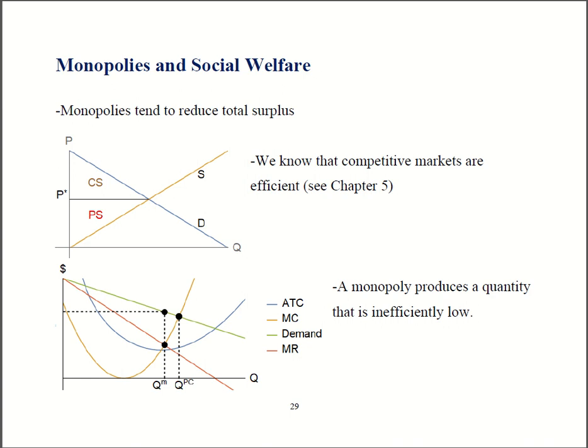So the first problem is that monopolies tend to reduce total surplus in the market. Remember, we had consumer surplus and producer surplus that we learned about earlier. The demand curve gives the consumers' willingness to pay, and the price is the amount that they actually pay. So if you value a good at $10, but the price is just $4, then you're $6 better off when you buy it. That's your consumer surplus.